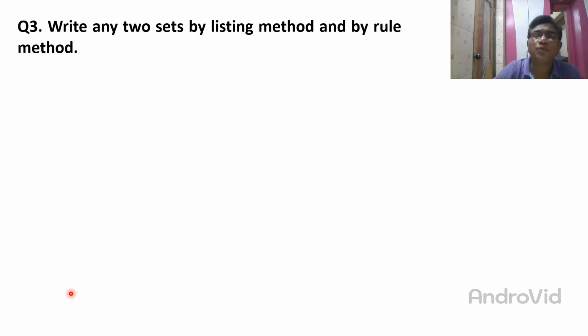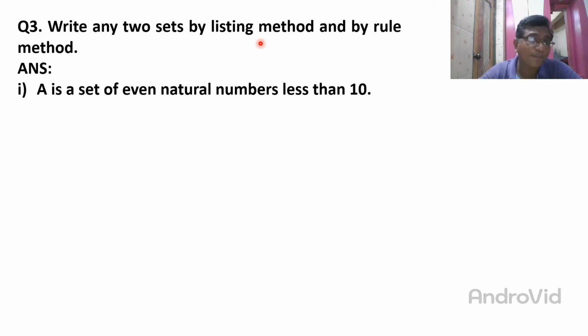Then we are going to write problem number 3. Write any two sets by listing method and by rule method. So you want to write the set by two methods. One is the list method, another is the rule method. Okay my students, write any two sets means they are giving a free-mind question to you. So you can write your own example here.